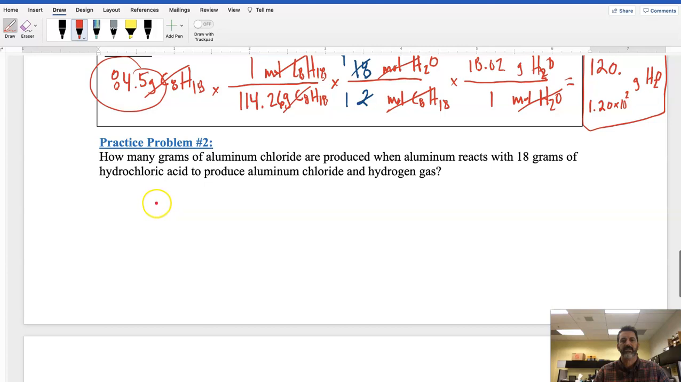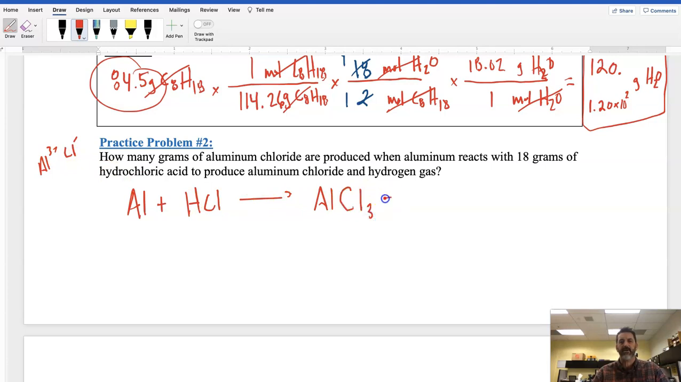So it says that aluminum chloride is produced when aluminum reacts with hydrochloric acid, HCl, to produce aluminum chloride. So just don't forget, aluminum, the charge is +3, chlorine is -1, so this should be AlCl3, and hydrogen gas, H2, because it's part of Brinkelhoff.